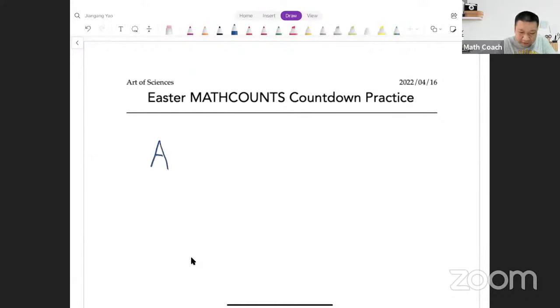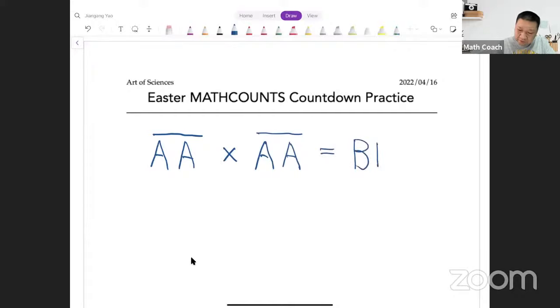So here we have AA, which means a 2-digit number, and then it times itself, which means we have a perfect square. The result turns out to be a 4-digit number, and that 4-digit number can be written as BBCC. Here A, B, C are distinct digits.